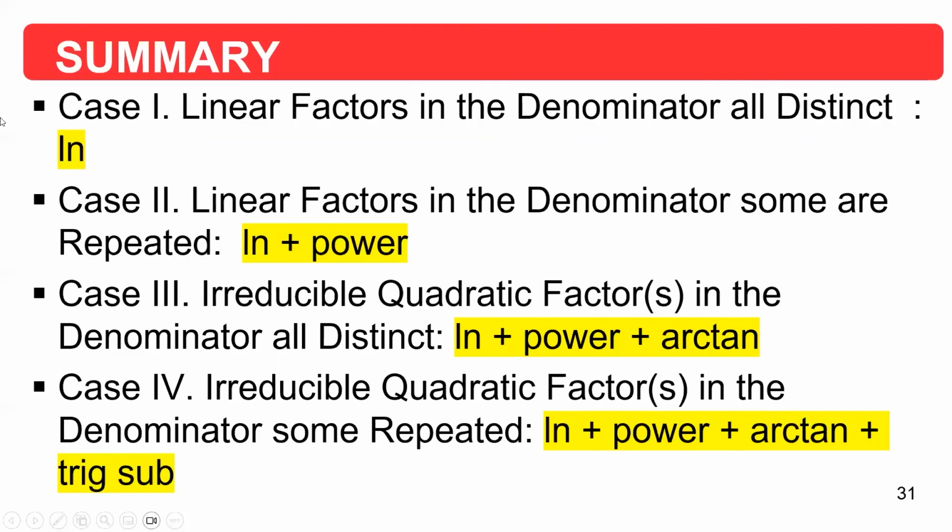So again, as a summary, case 1 is ln, case 2 is ln power, case 3, sure, there is an arctangent if it does not zero out, pero this could be the possible combinations. Case 4, all the time, there would be ln power arctan trig sub, so long as it does not zero out. Okay?